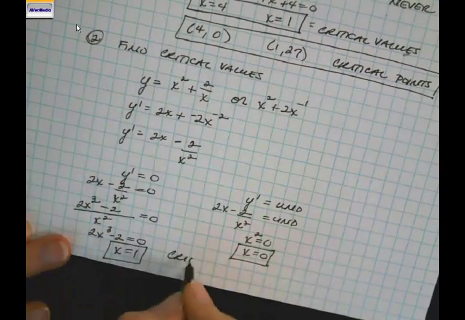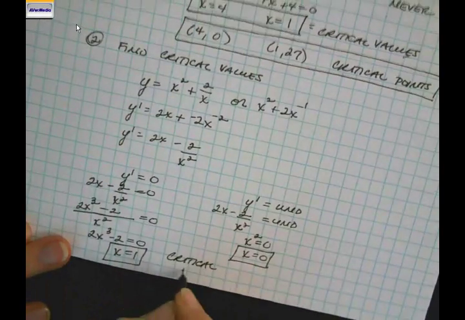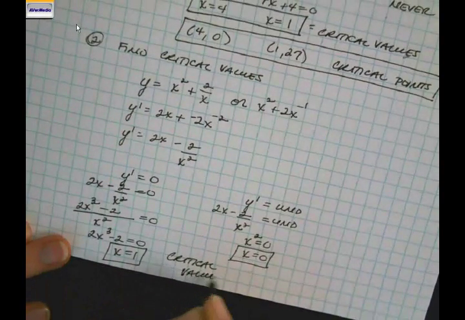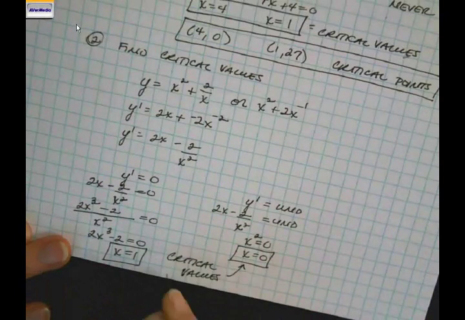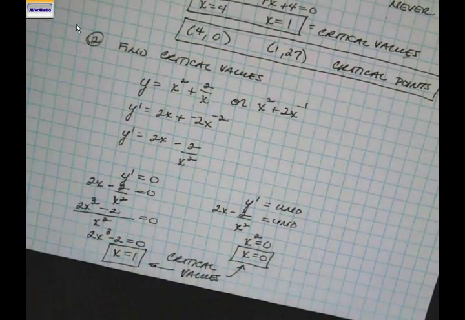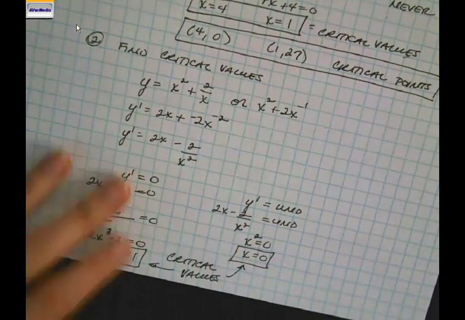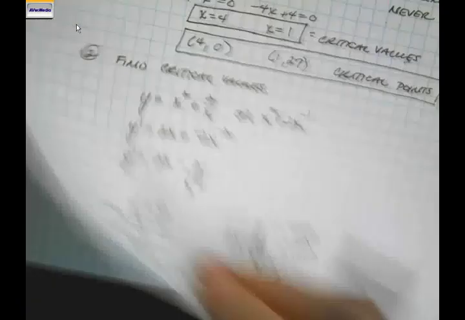And that's all they ask. They're just really playing with you algebraically here. They're not having you graph. They're not having you determine if they're maxes or mins or absolutes. They're just having you algebraically come up with the critical values. That's not a big deal.